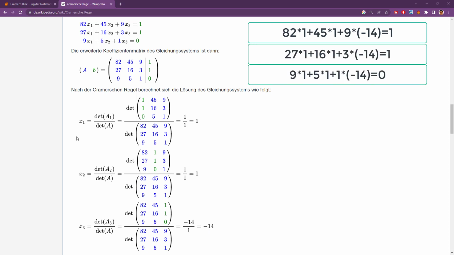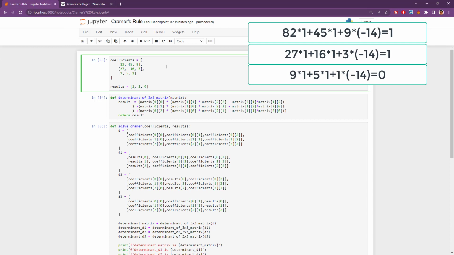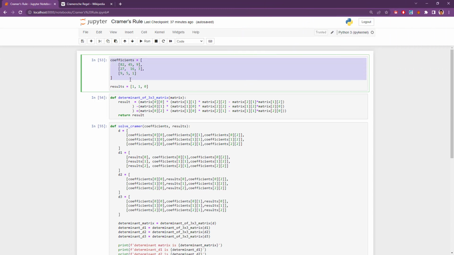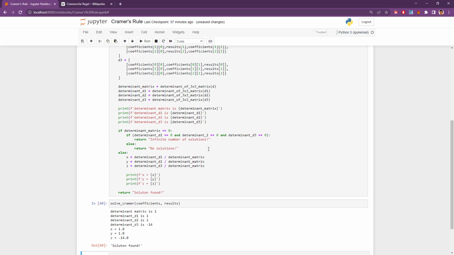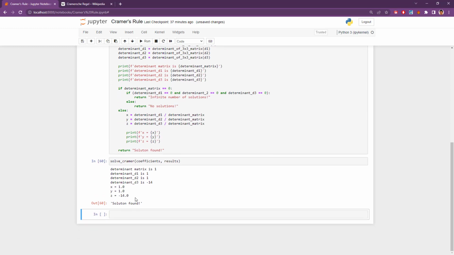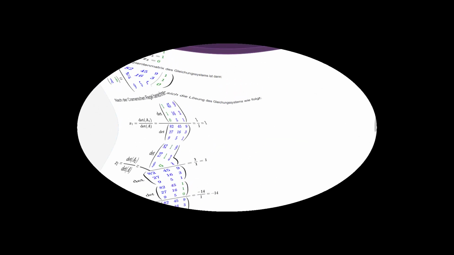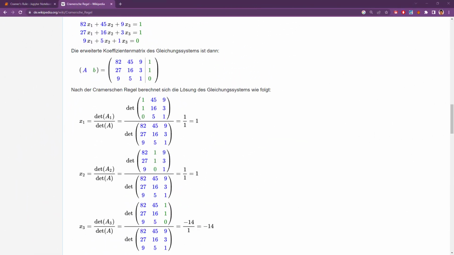Okay, so the idea is to show this in Python, and just to walk you over, this is what should be the final result of the code. So we have the coefficients here, we have the results, we do some magic, and we see that it's 1, 1, minus 14, solution found. So let's start. And starting, as I said, it's really simple.